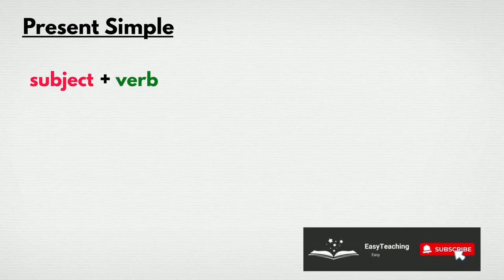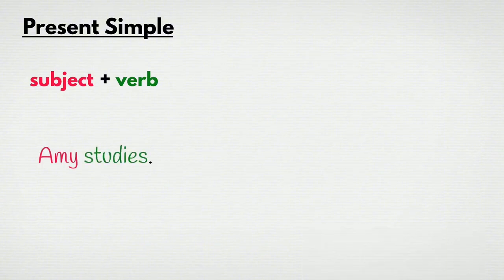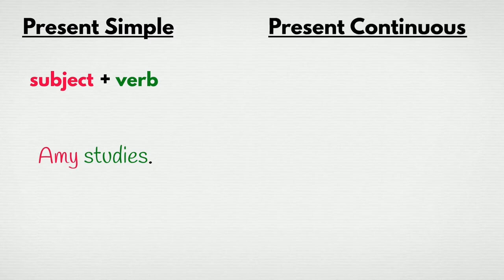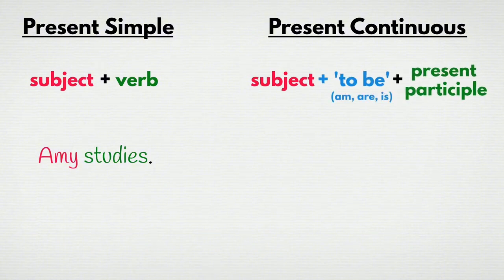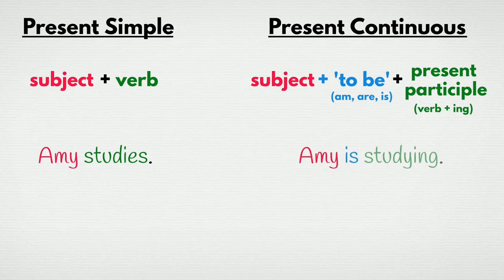Present simple is formed like this: subject, then verb. We use the verb in its base form, adding an S for the subjects he, she, and it. For example, Amy studies. Present continuous is formed using the subject, then the present form of the verb to be, and then the present participle of a verb. For example, Amy is studying.